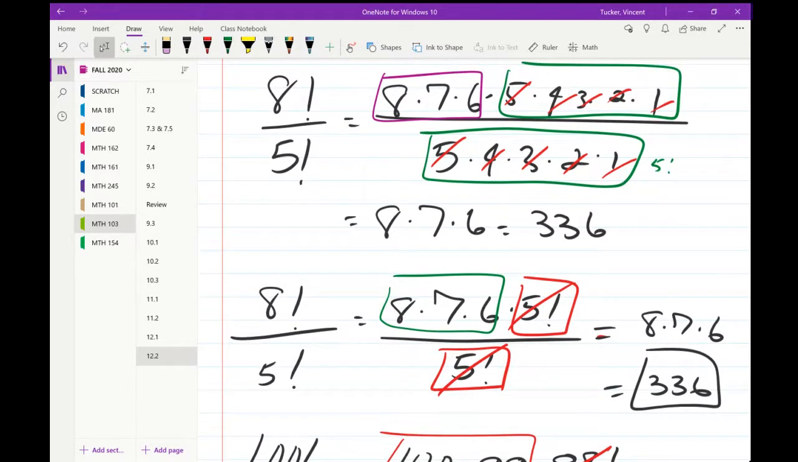So once again, instead of expanding it out and writing out every number, you just recognize that the smaller number is in the larger number as far as factorial is concerned, and cancel that all the way down to 1, and you'll still get the same product.